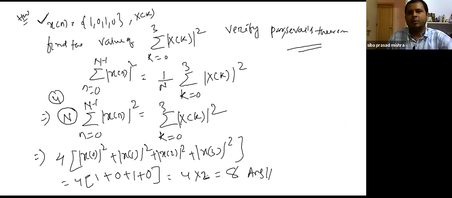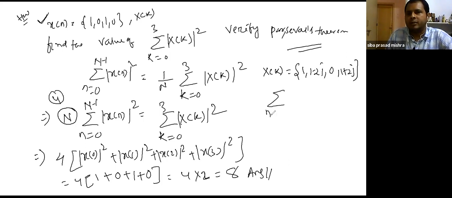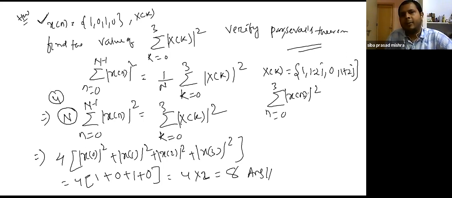If I do a little modification, if X[k] is given, same question. Now let X[k] be 1 minus 2j, 0, 1 plus 2j. The question is to find the summation of n from 0 to 3 of |x[n]|². Now tell me the answer. Same question. This is one variety, x[n] given and asking this. This is X[k] given, asking the left-hand side. Now what is the answer? Use the same formula.